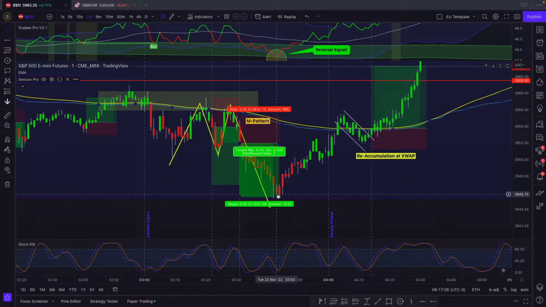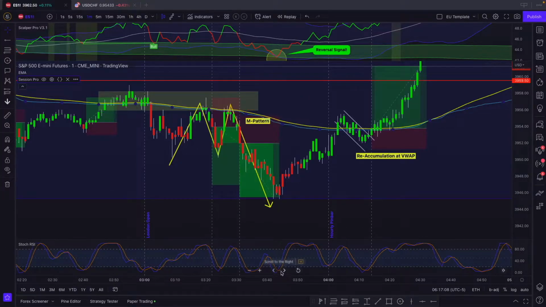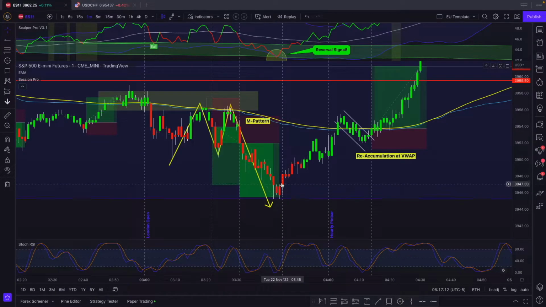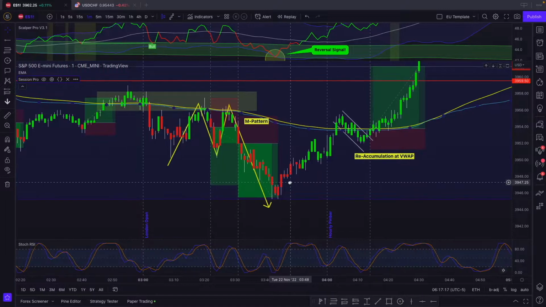and at the same time we got a bullish engulfing candle right here with a stochastic RSI crossover. So this could have been a very nice entry to go long, or maybe on the following candle right here. I did not take them.